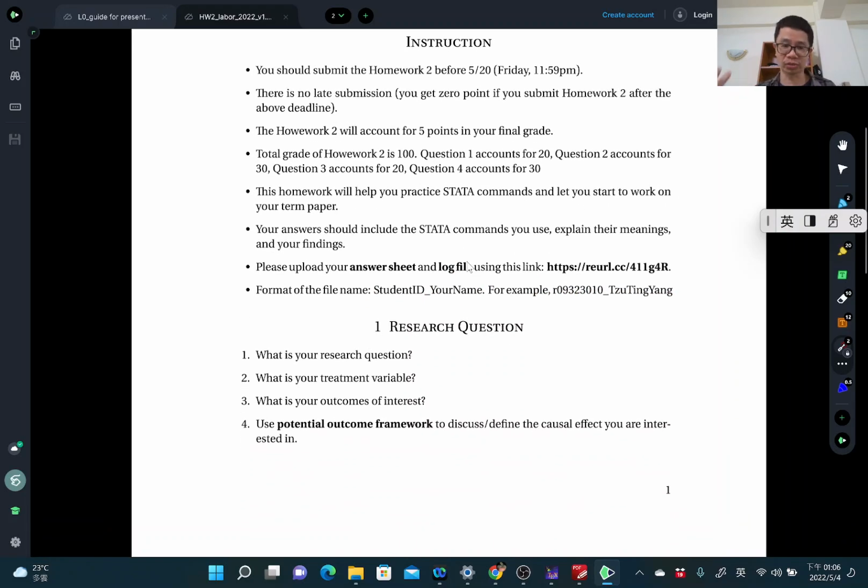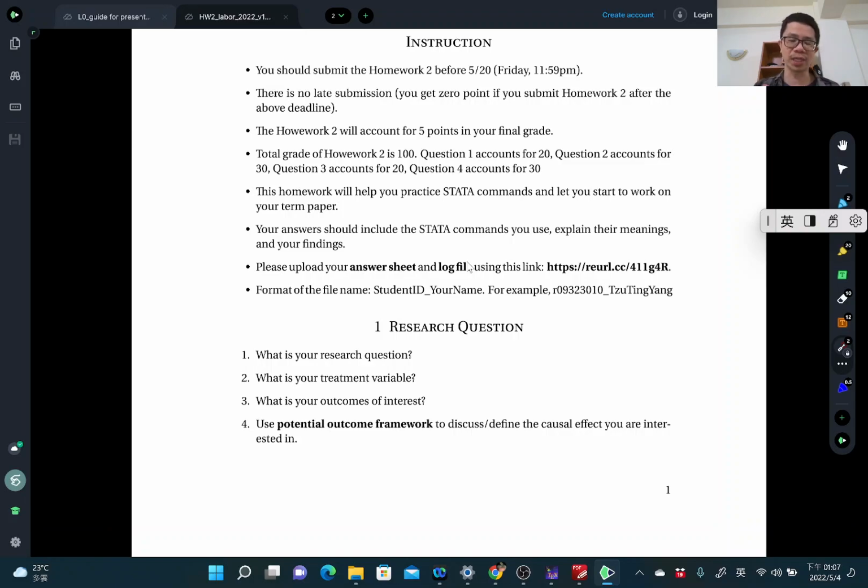And you have several questions. The first question is about your research question. Basically, after the research progress presentation, you should know what kind of question you want to explore. So this question just lets you briefly discuss what you want to do. What's your research question? What kind of causal relationship do you want to estimate? What's the treatment variable, the outcome variable, and how do you measure them? And use the potential outcome framework to discuss the causal effect you are interested in.